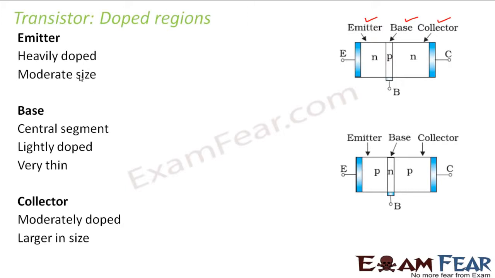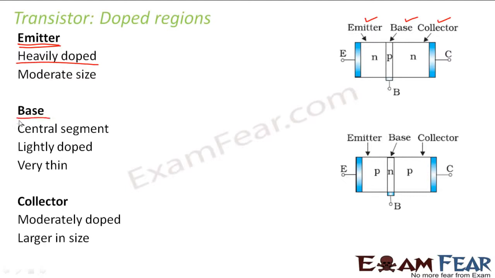Also to note that these three different doped regions of the transistor are of different sizes depending upon their function. They are also doped differently depending upon their function. Some will be moderately doped, some will be very lightly doped, some will be very highly doped, right? So emitter is the one which is heavily doped, because as the name suggests, emitter emits the charge carriers, right? So if it is heavily doped, it will be able to emit a large number of carriers. But the size of the emitter is moderate. It is neither very large nor very thin.